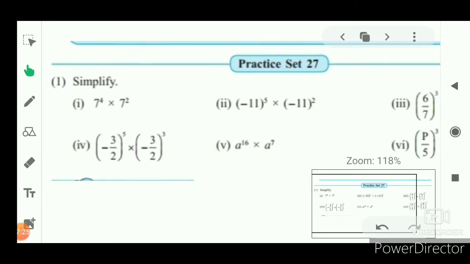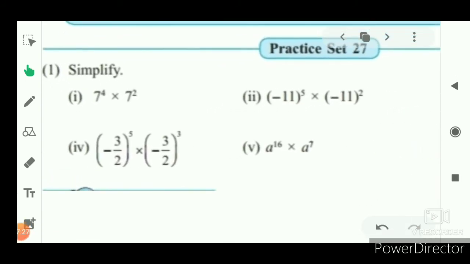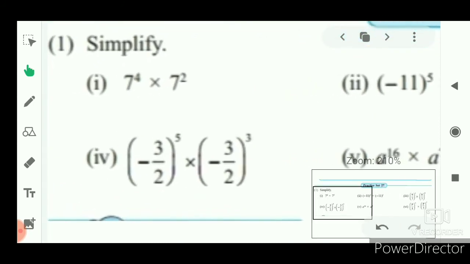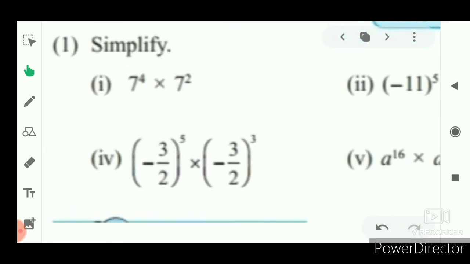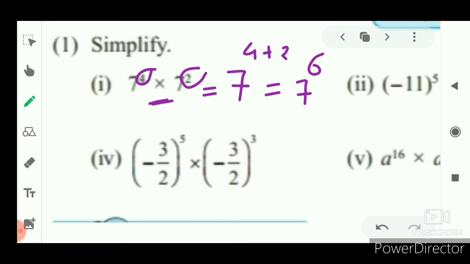Let's see the practice set 27. We have to simplify 7 raised to the power 4 into 7 raised to power 2. Here the bases are 7 and 7, means the bases are same, and there is multiplication in between them. So in multiplication, we write the base as it is, and powers 4 and 2 will get add. 7 raised to power 4 plus 2, that will give 7 raised to the power 6.